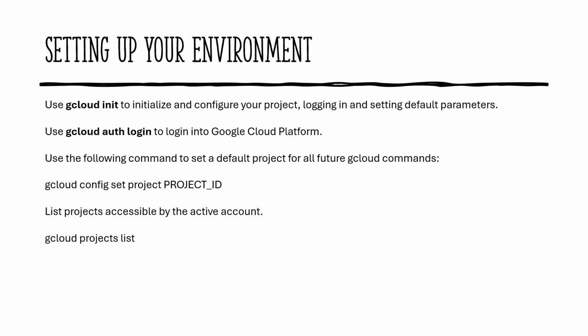List projects accessible by the active account. gcloud projects list. Example: gcloud projects list --sort-by=project_id --limit=5. To set the zone property in the compute section, run gcloud config set compute/zone ZONE_NAME. To disable prompting for scripting, run gcloud config set disable_prompts true.